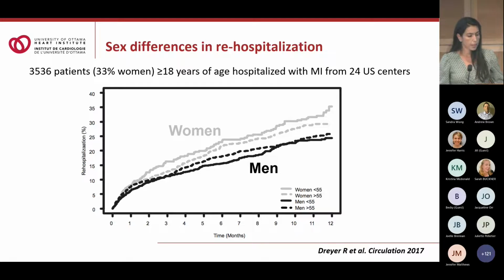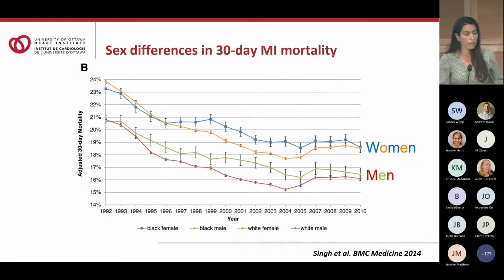In this Kaplan-Meier curve, on the left, on the y-axis, you have the rates of rehospitalization. The gray lines are women, younger and older, and the black lines are men, younger and older. And regardless of the age group, you can see that women are more likely than men to be rehospitalized at 12 months after a myocardial infarction. And unfortunately, 30-day mortality remains higher in women as compared to men.